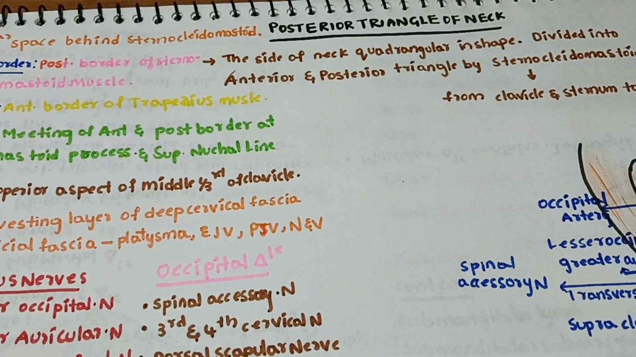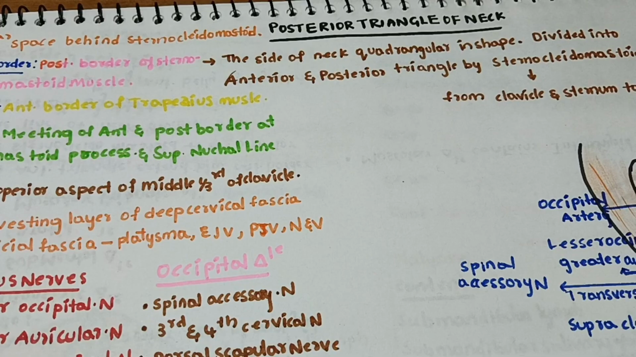Today we are going to start with the discussion of the neck. The neck is divided into different triangles to make it easy to remember and study the structures present in the neck. Today we are going to discuss the posterior triangle of the neck. The side of the neck is quadrilateral, and this quadrilateral is divided into the anterior and the posterior triangle by the sternocleidomastoid muscle.